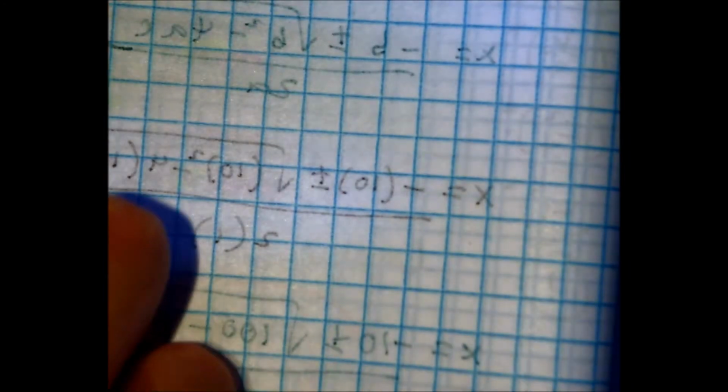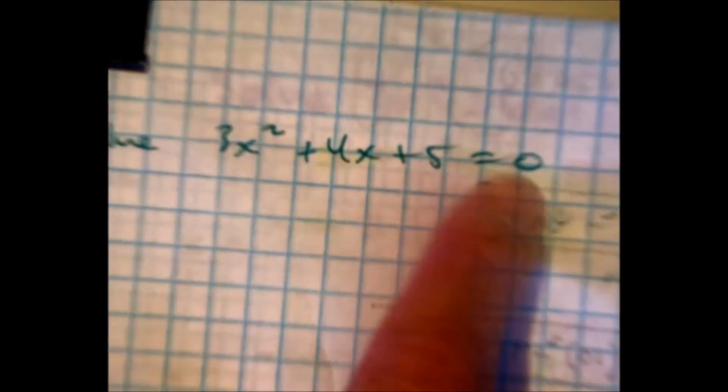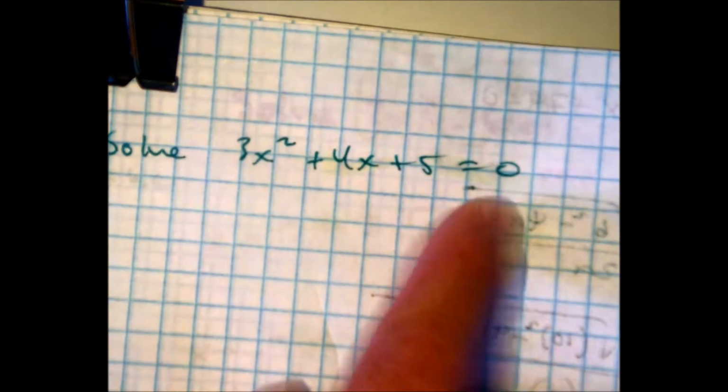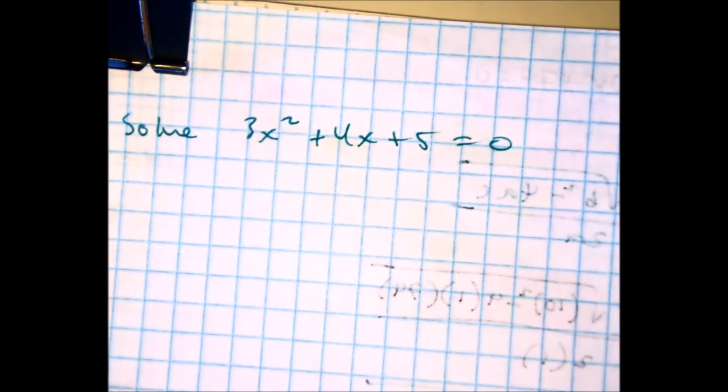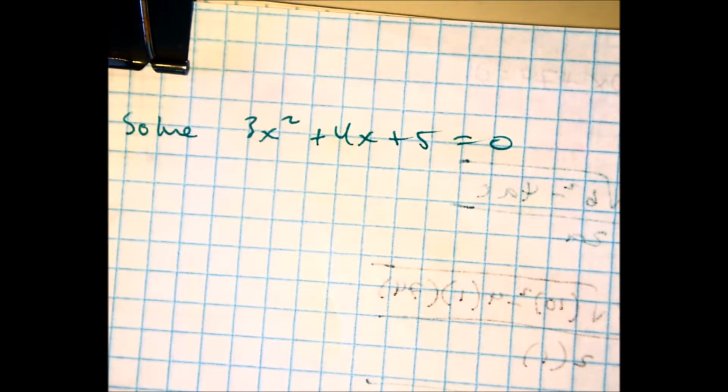So it tells me to solve a quadratic equation here. It's to the power of 2. It's in standard form, set equal to 0. Let's try the easiest method. What do you think is the easiest method to solve?